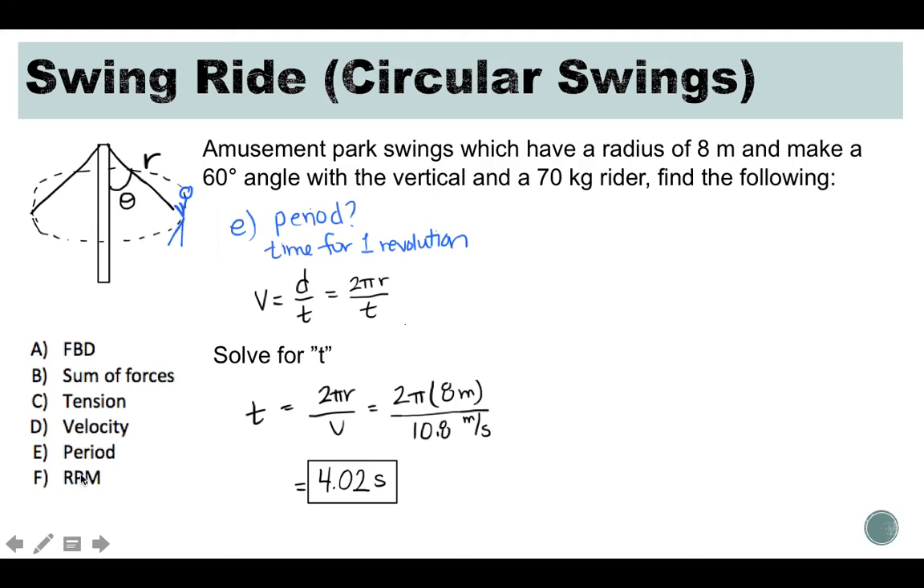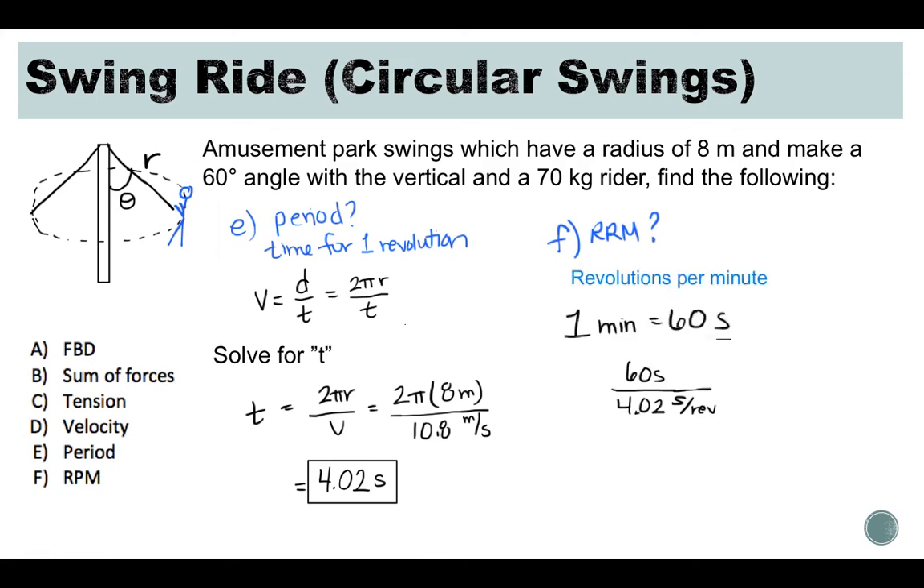So if we're looking how many revolutions this is in 1 minute, if we're able to go 1 in 4.02 seconds, we know that there are 60 seconds in a minute. And if we have 60 seconds divided by 4.02 seconds per revolution, we would notice that we have 60 divided by 4.02, so we have 14.9 revolutions in 1 minute. So basically, how many of this can fit into 60? 14.9.